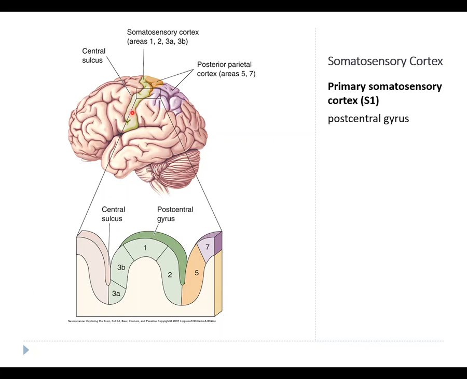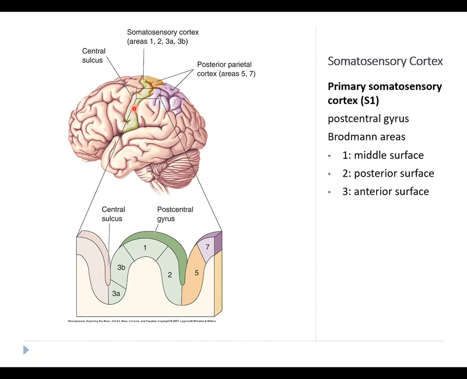So remember that this groove right here we call the central sulcus, and that divides the frontal lobe of the brain, so this is the frontal lobe, from the parietal lobe. So back here is the parietal lobe. And this gyrus that's just posterior to the central sulcus we call the post-central gyrus, and it happens to be where the primary somatosensory cortex is. It also happens to be Brodmann areas 1, 2, and 3.